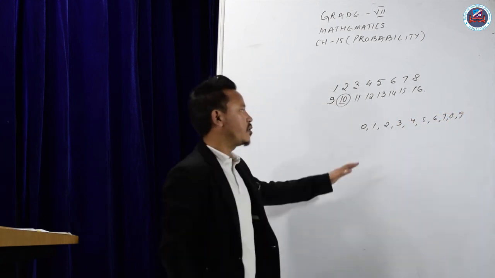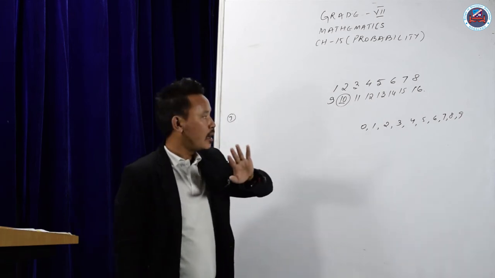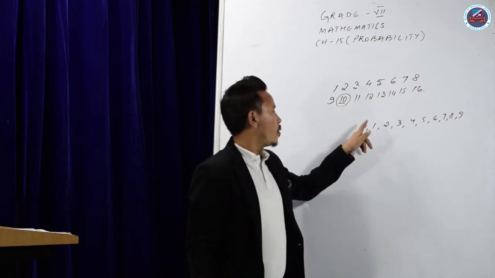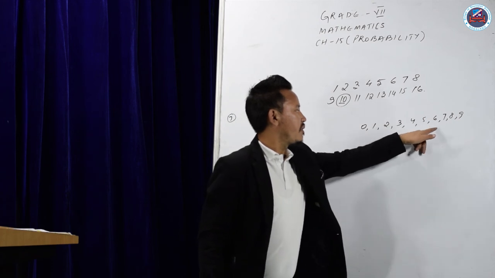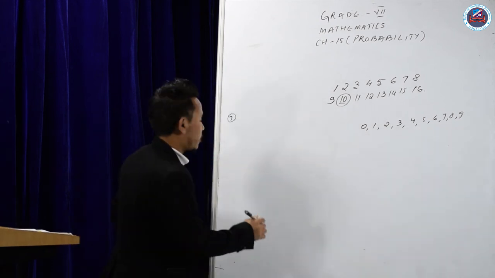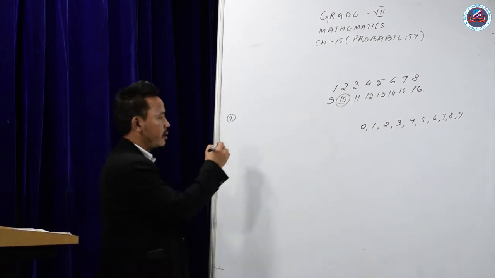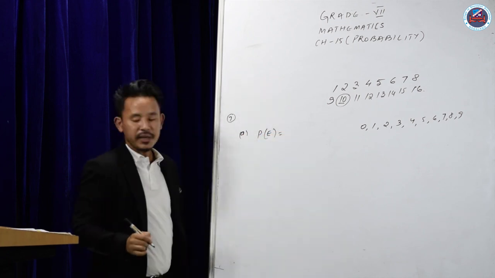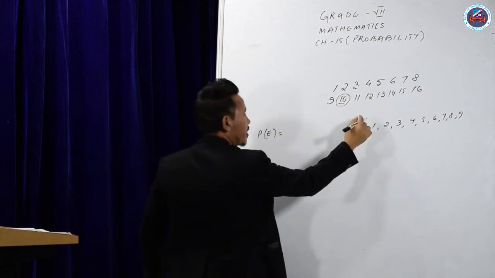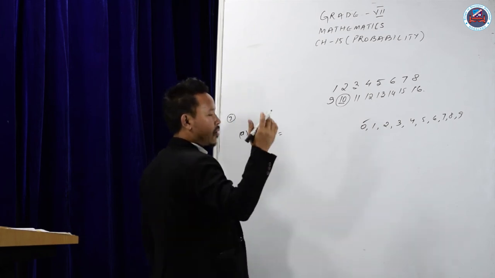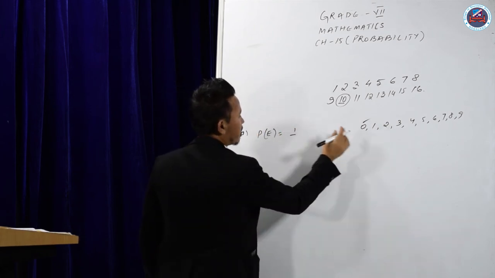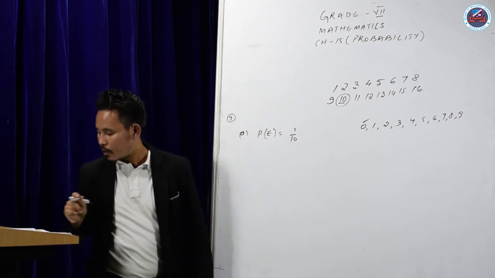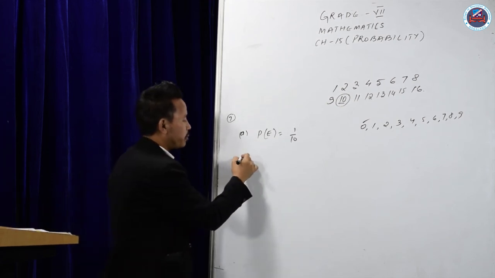So we can see here that the total number of outcomes will be 10. 1, 2, 3, 4, 5, 6, 7, 8, 9 and 10. So number 7, A. The probability of the event of getting 0 will be how much? We have only 1 favorable outcome, divided by how many altogether? We have 10. Right?